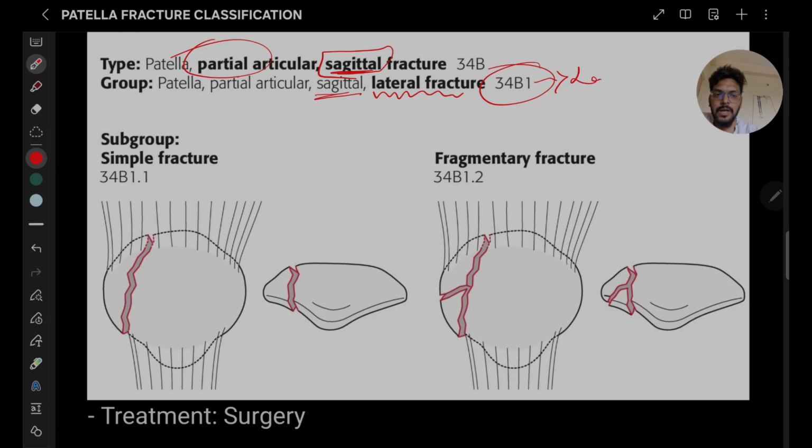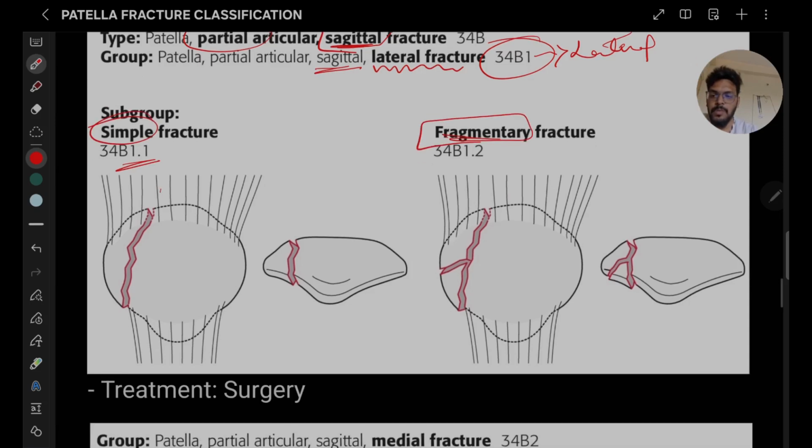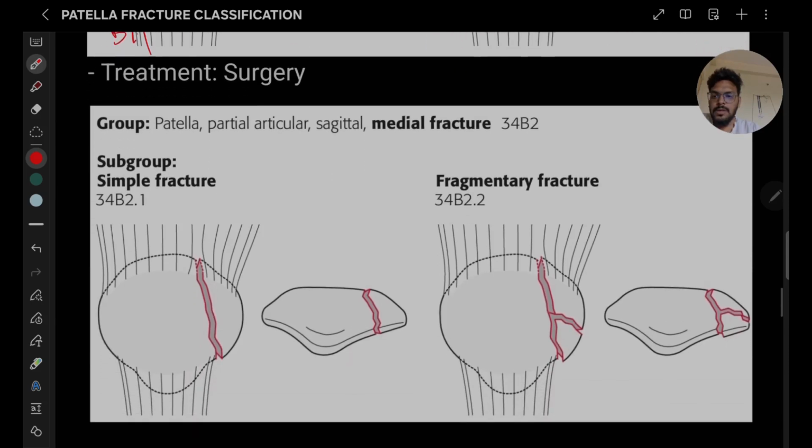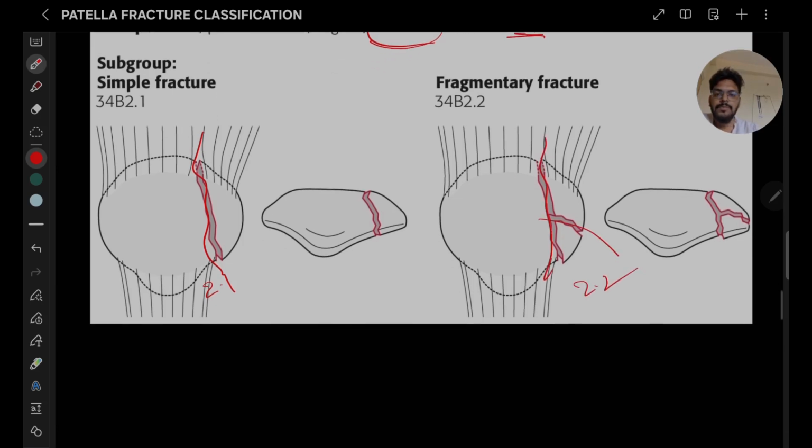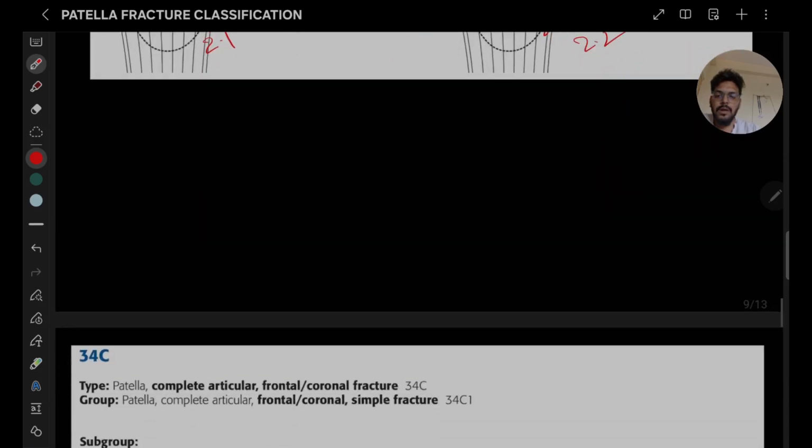B1 is lateral. In B1, B1.1 is a simple fracture and B1.2 is a fragmentary fracture. So simple lateral fracture is B1.1, fragmentary is B1.2. Okay, next is B2. B2 is medial. B1 was lateral, B2 is medial. In B2 also, B2.1 is simple medial, B2.2 is multi-fragmentary medial partial articular fracture.